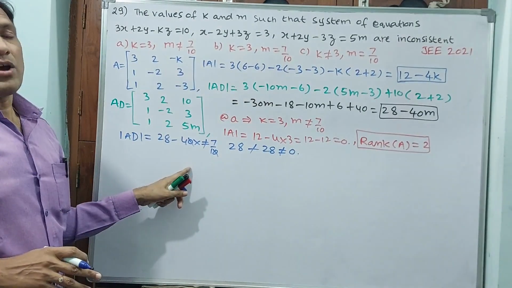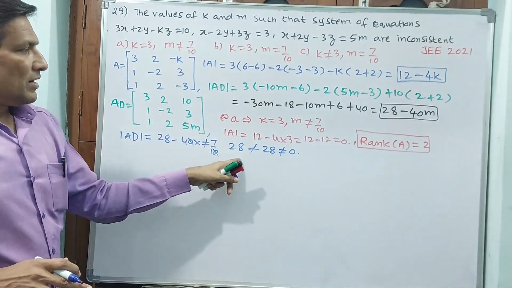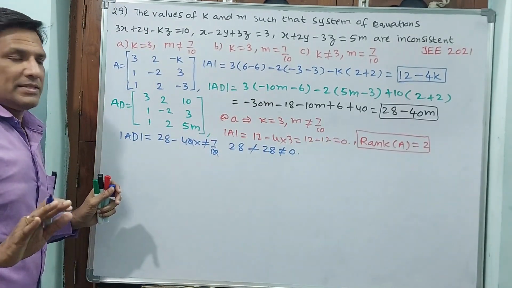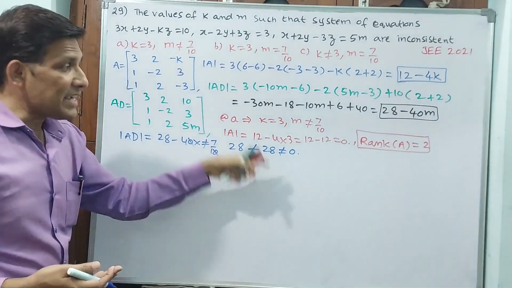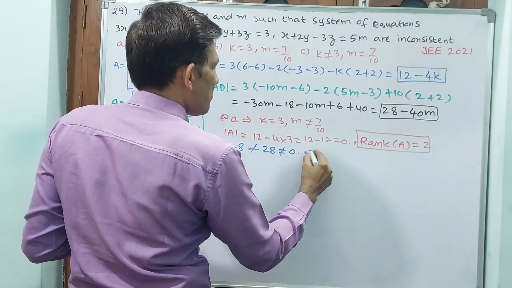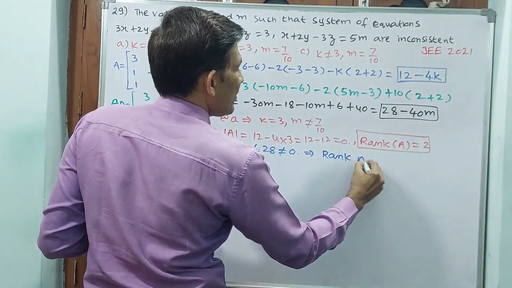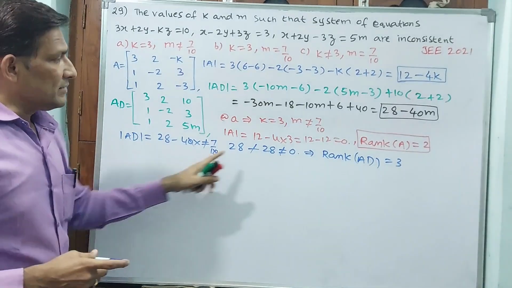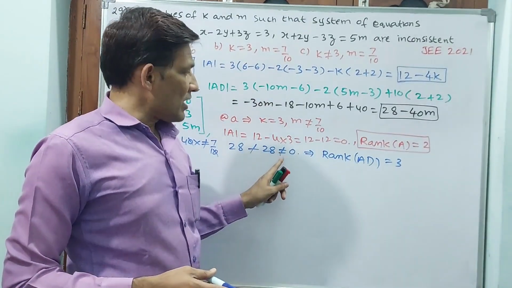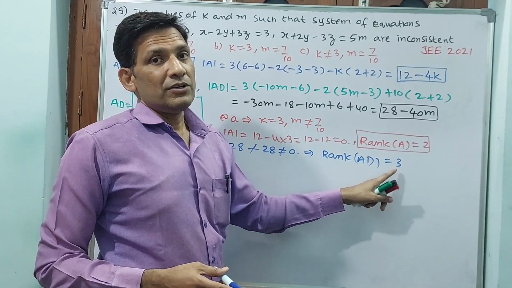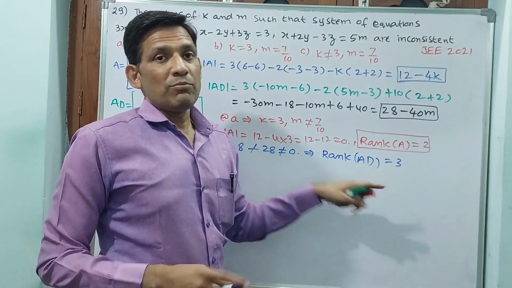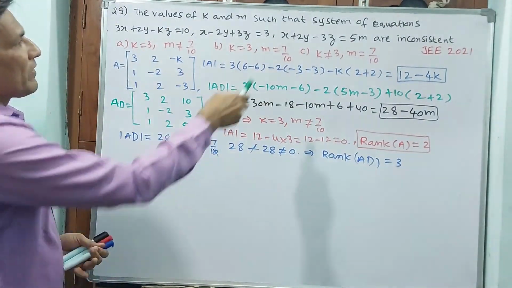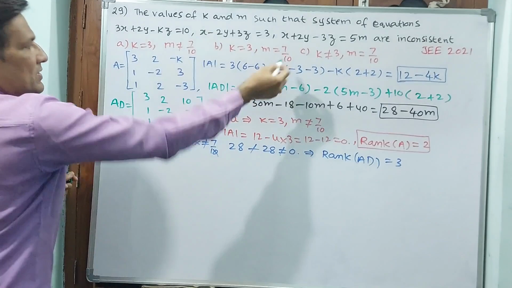That is why this answer is correct. If m is not 7 by 10, automatically this is different from this. Rank is 3. Why? Because when it is not equal to 0, rank of AD is equal to 3. That's all. When m is not 7 by 10, this is not equal to 0, which means automatically rank will be 3. Rank 2, rank 3. Both are different, inconsistent. No solution. Okay, that is one thing. Go for C also.